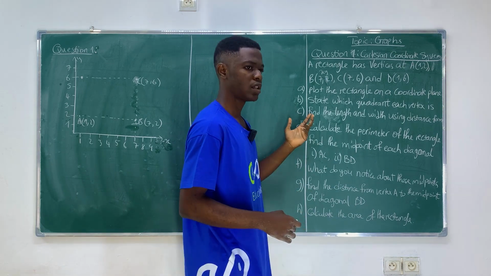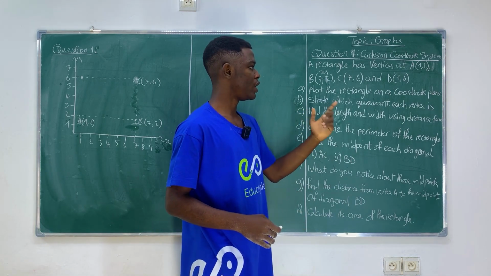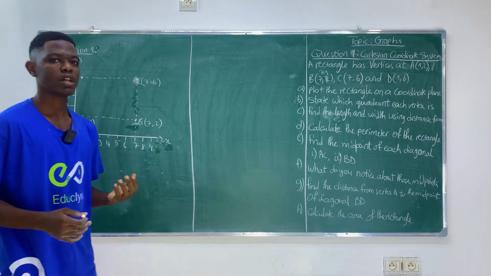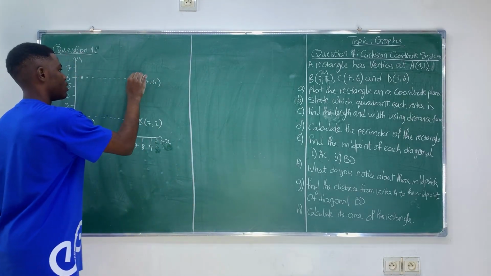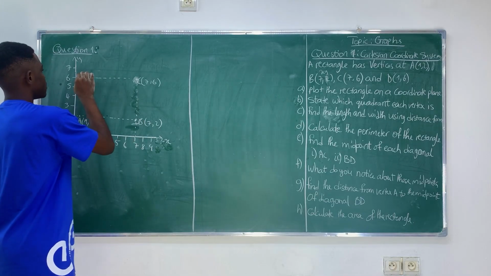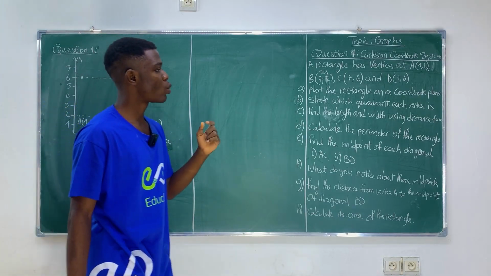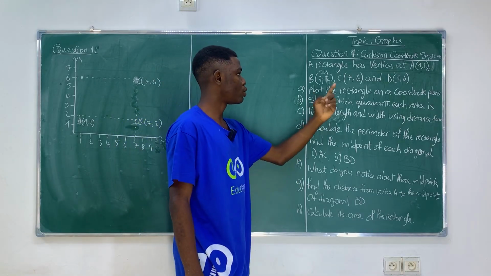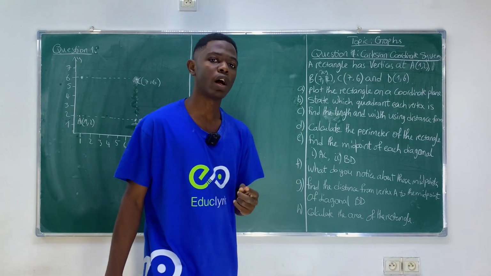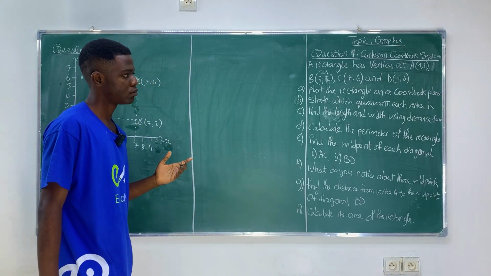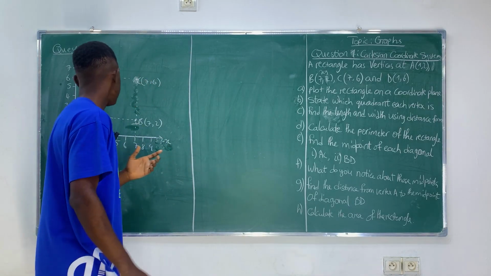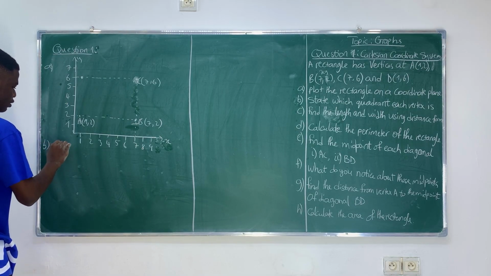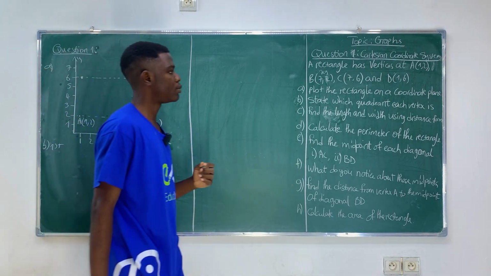The B part says state which quadrant each vertex is. What is a vertex? A vertex just means a corner, like this. It's a corner, here's a corner, here's a corner. We are asked which quadrant each vertex is. So we see that all of them are in the first quadrant. So right here, B, first quadrant, correct? First quadrant here.